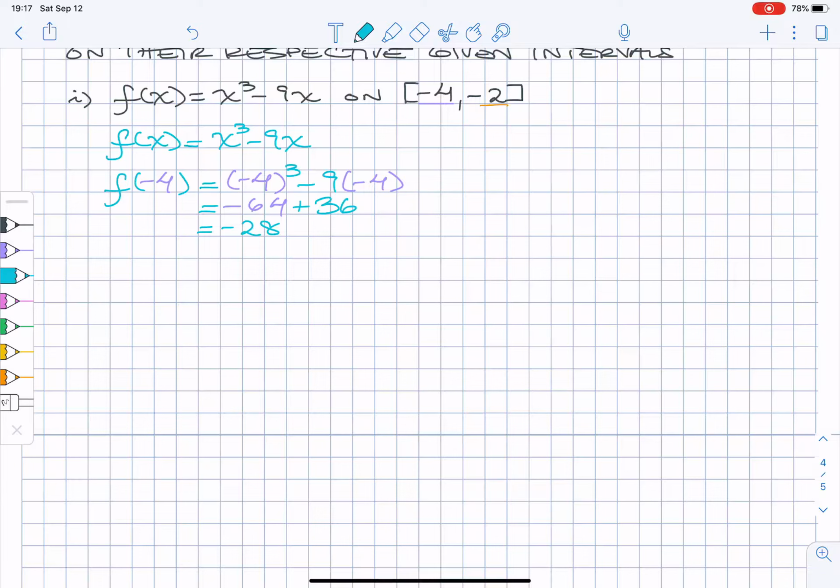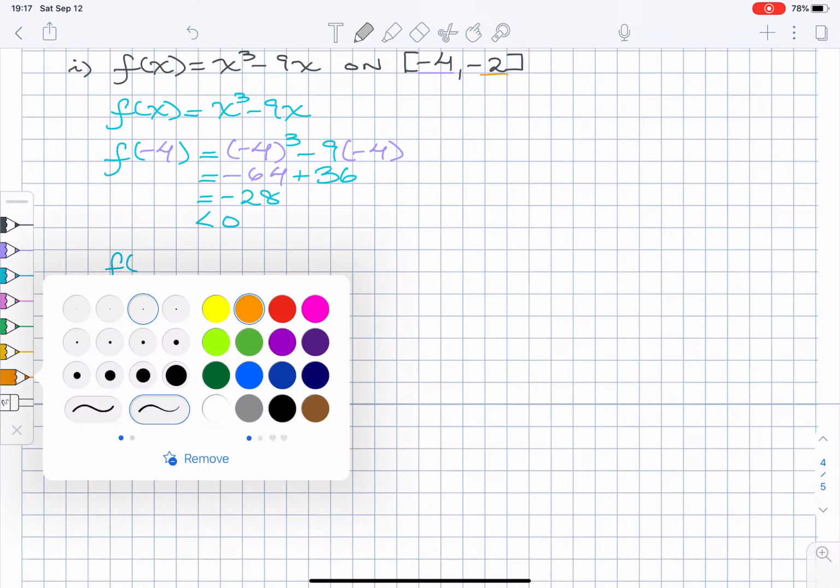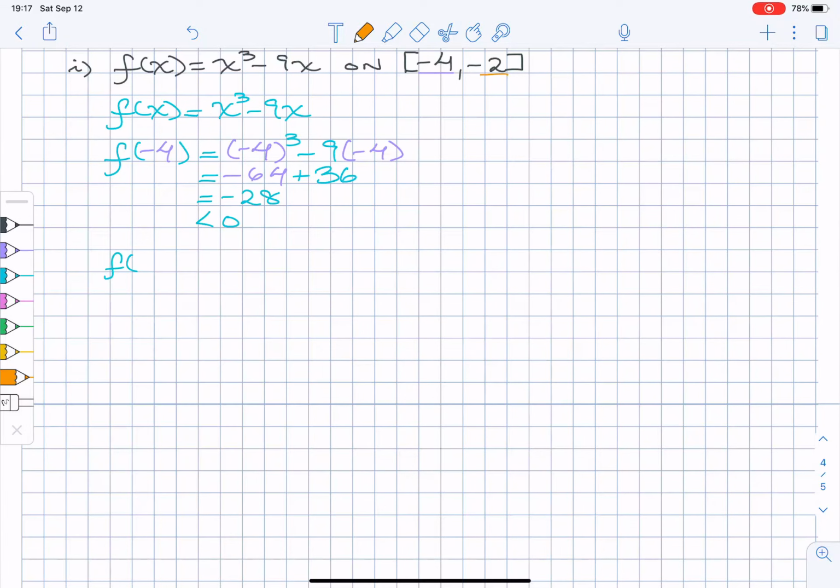Okay, so whatever this is, it's negative, right? It's less than 0. So now let's evaluate. In fact, you know what I should do? I think I'm going to color code all of this. No, maybe I won't. Let's do f now at 2. Sorry, -2. Ugh, really? Okay, these pens are driving me crazy. Okay, so -2.